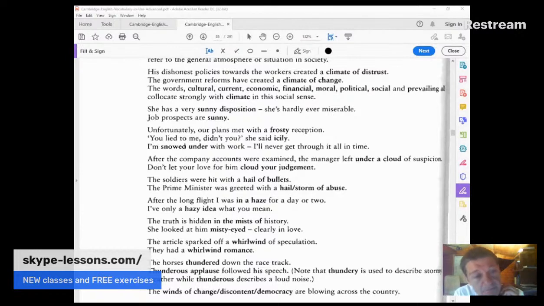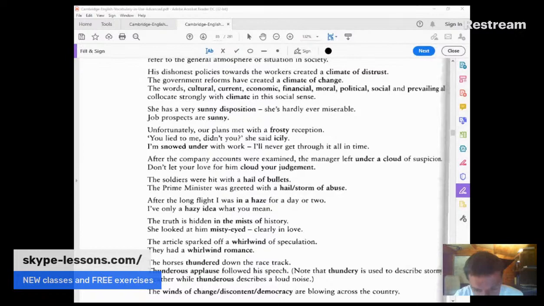So she looked at him misty-eyed. Misty-eyed would mean with love in your eyes. Yeah, it's like gazing at somebody. Gaze at somebody is a good verb to use if you're in love. And you gaze at the stars as well, because the stars are something that inspire you. Yeah, the heavens, the stars, you gaze at those. So we say stargazing. But yeah, misty-eyed means in love.